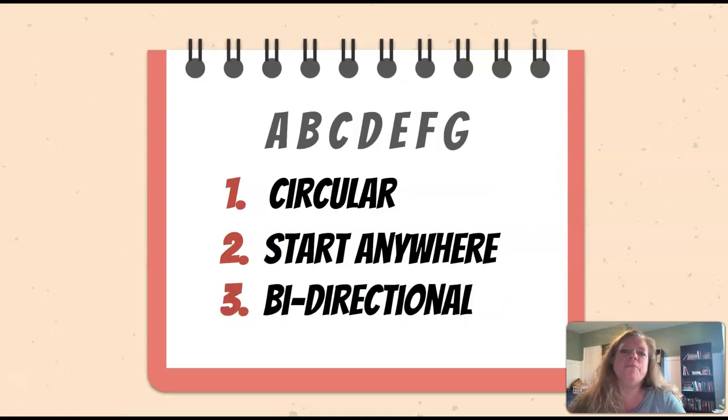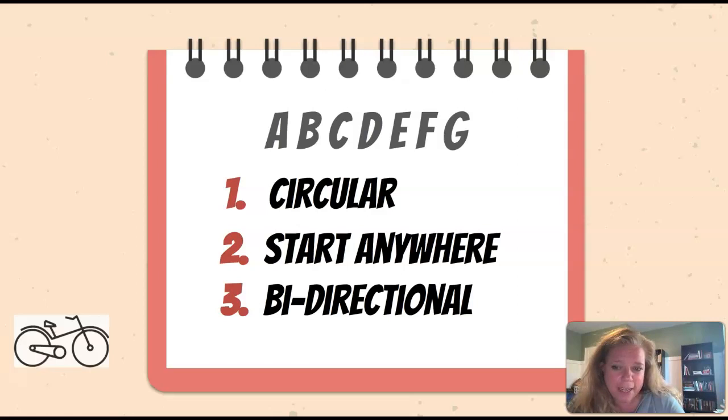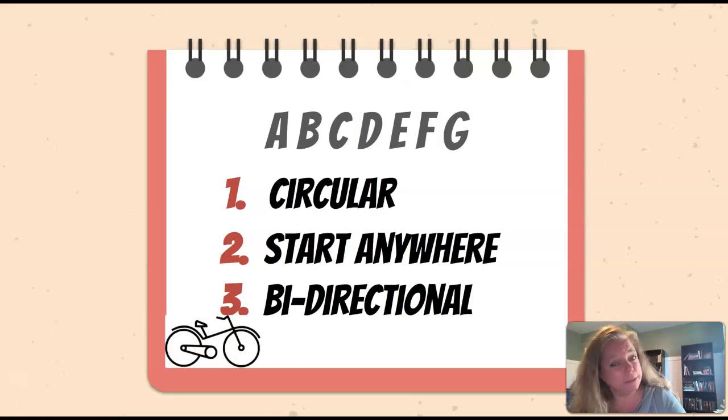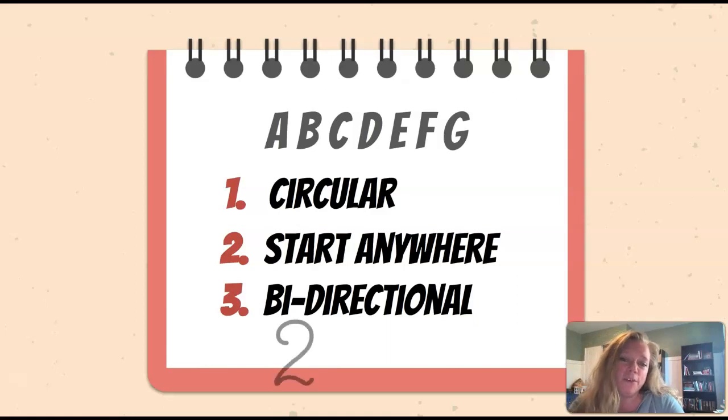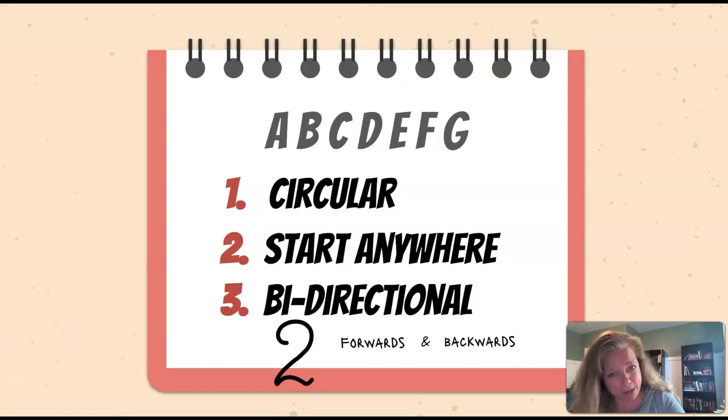All right, so the third cool thing about the musical alphabet is that it's bidirectional. Now, bi means like bicycle. Bicycles have 2 wheels. The musical alphabet has 2 directions, and those 2 directions are forwards and backwards.